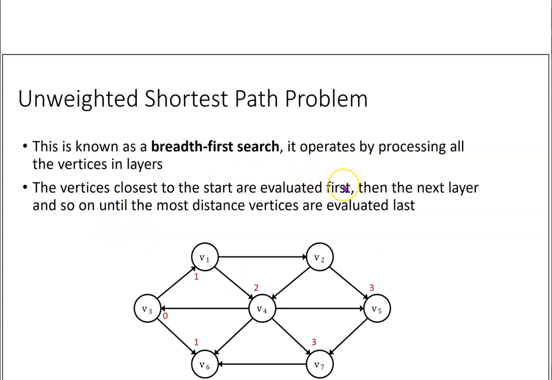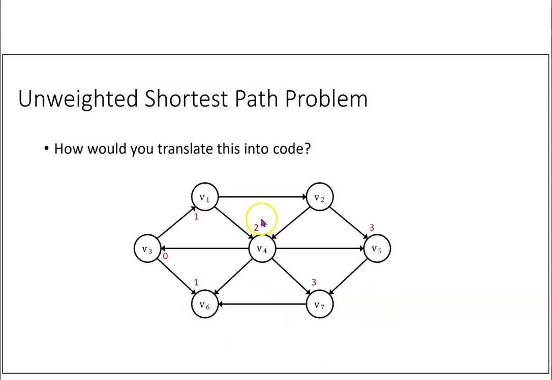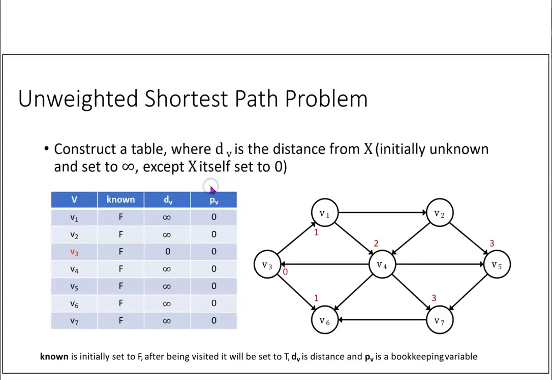This is known as a breadth-first search. It operates by processing all the vertices in layers. The vertices closest to the start are evaluated first, then the next layer, and so on until the most distant vertices are evaluated last. Okay? So here, we keep going until we get to the most distant vertex, and that will give us our total weight. So how do we translate this into code?